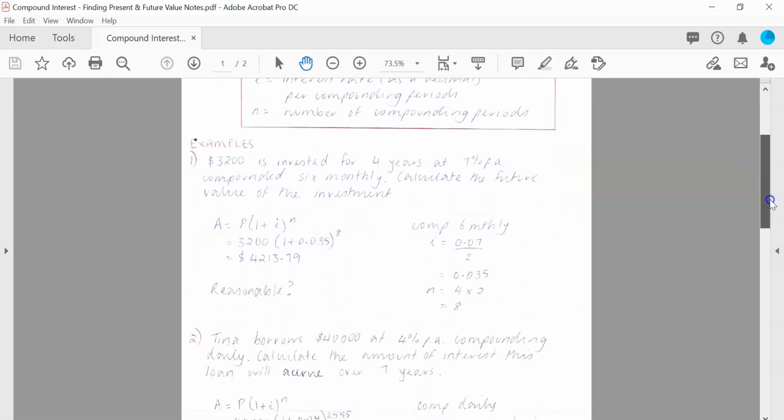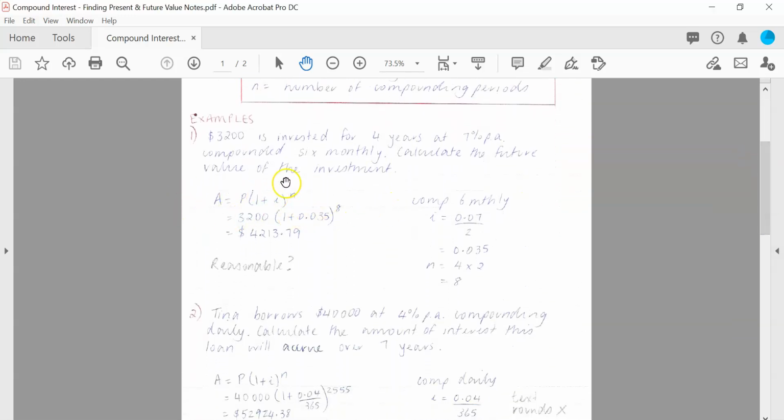So we're starting with our compound interest formula here. Over to the side, I'm going to work out my I and N values. So I know that this is compounding 6 monthly. My yearly interest rate was 7%. As a decimal, that becomes 0.07. And because it's compounding 6 monthly, I'm going to divide it by 2 to work out the interest rate per 6 months.